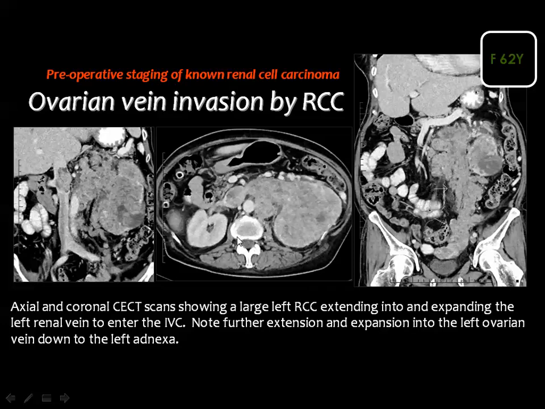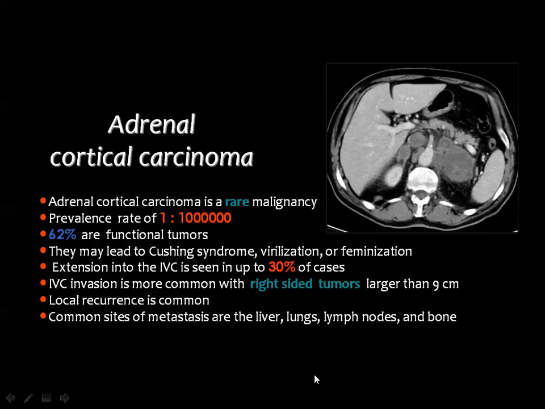Here, a big mass in the left kidney going through the left renal vein, reaching the IVC. In the coronal image, you can see the extent of the tumor, and also here you can see inferior extension along the ovarian vein, which, as you know, drains into the left renal vein. Consequently, the tumor has invaded the left renal vein together with the ovarian vein.